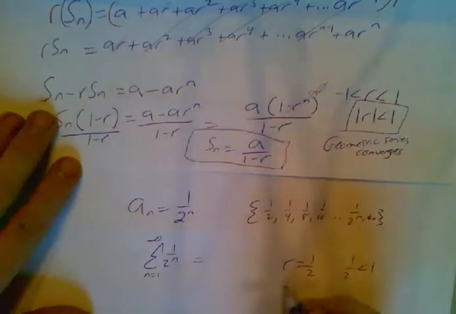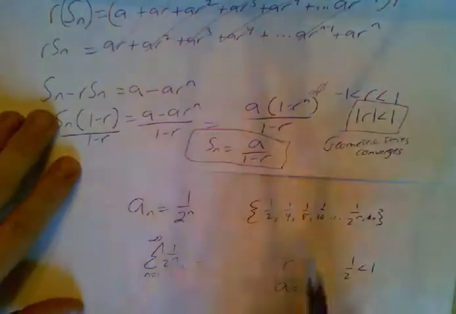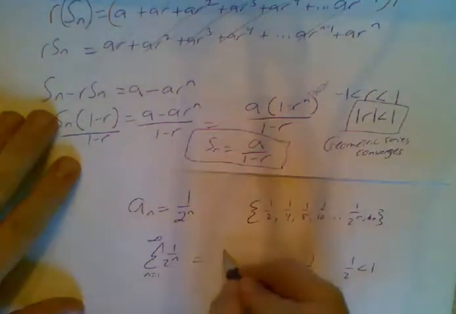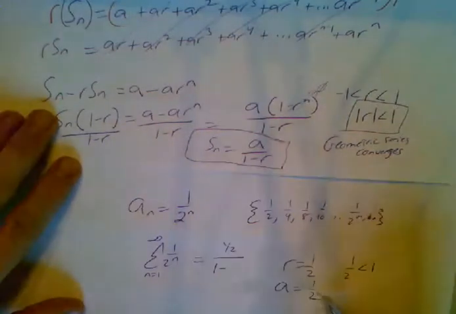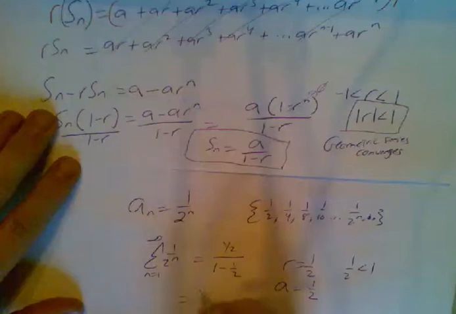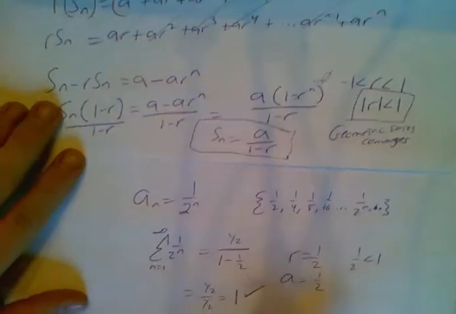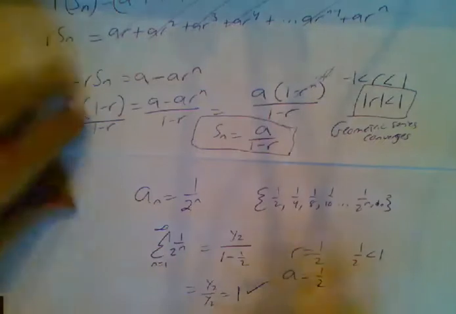And how about my a value? Well, when n equals 1, my first term is 1/2. So according to my new rule, my sum should be a, 1/2, over 1 minus the r value, which is right here, 1/2. 1/2 divided by 1/2 is 1. And that's what we got in the other video.